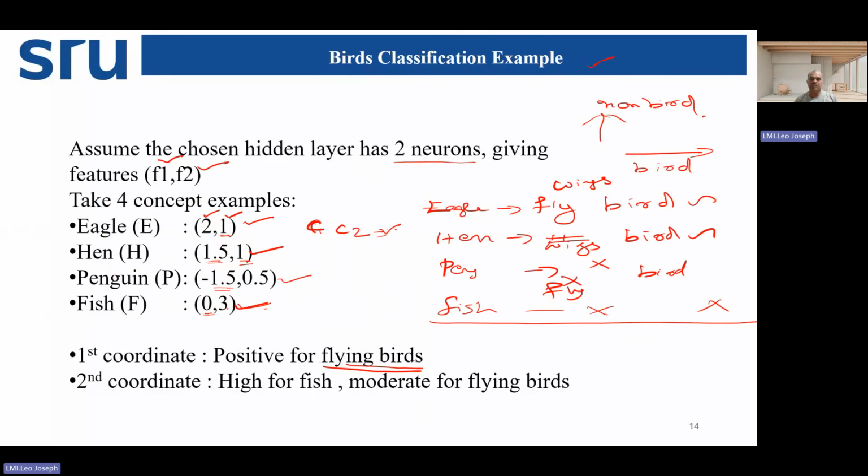That is nothing but high for fish. That is 0.3. In that manner only, let us assume that the neurons are fixed. By training, a black box model is assigning suitable weightage in this manner. I am not assuming; the model is assuming like this, we are telling.